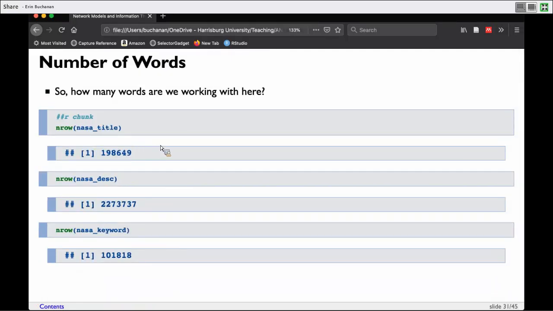So how many words do we have? This is cool, right? Once I break those down, I have about 200,000 words in the titles, and those are repeated, so that's not unique. And then about 2 million words in the descriptions. And I still have my 100,000 keywords. This is why we did not join them together, because otherwise it would make this part difficult.